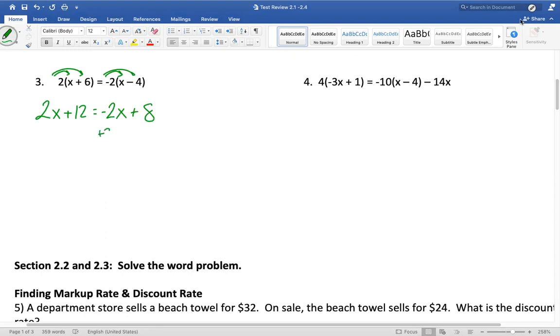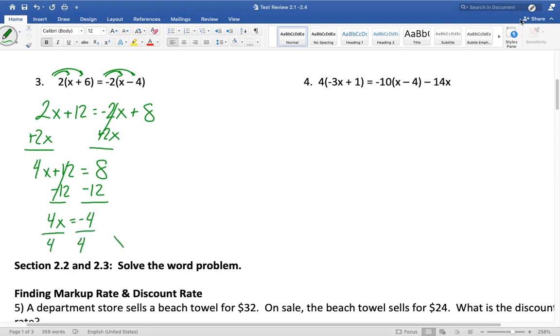Now I'm going to go ahead and add 2x because I want to get all my x's to one side. That's going to give me 4x plus 12 equals 8. Subtract 12. That's going to give me 4x equals -4. Divide by 4. You get x equals -1. And if you don't believe it, you can always plug it back in and check it.